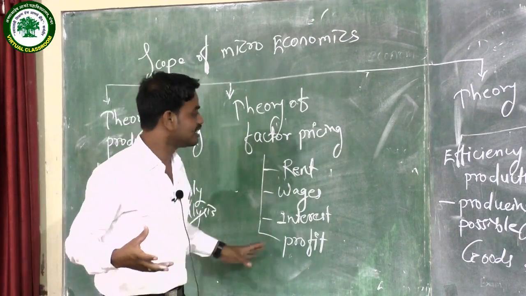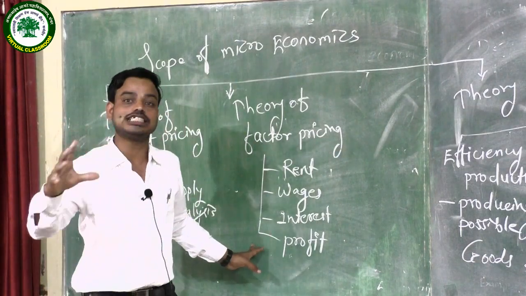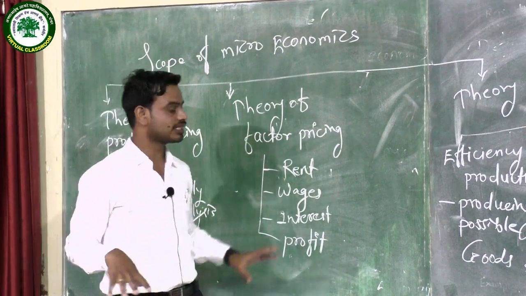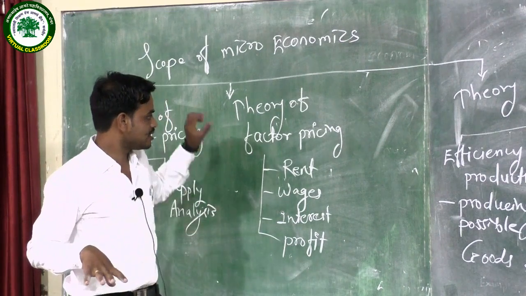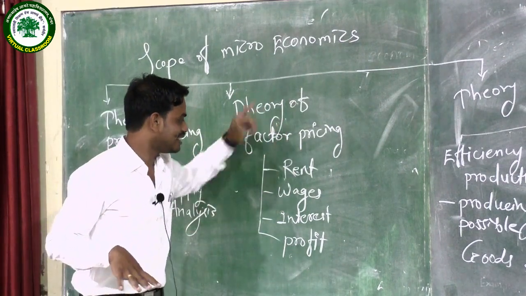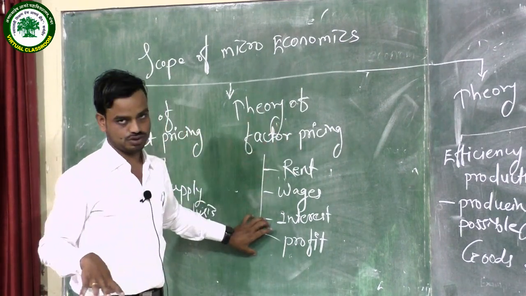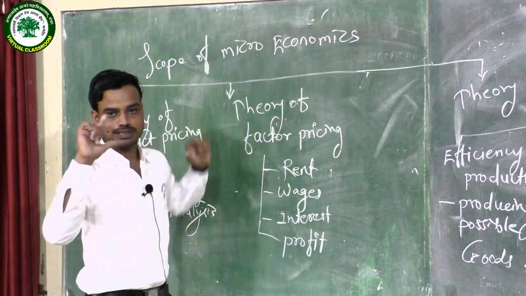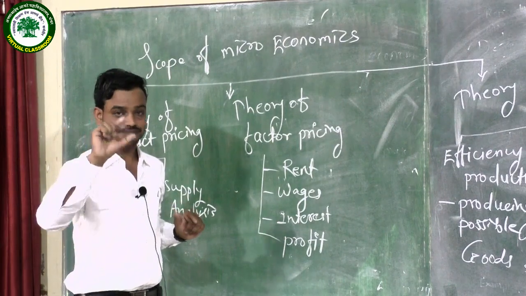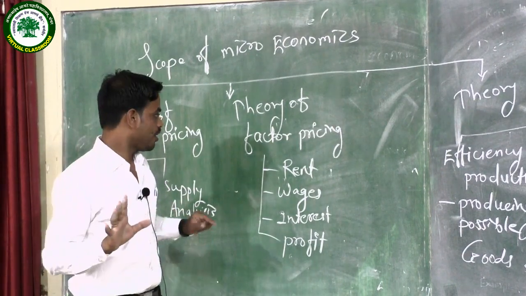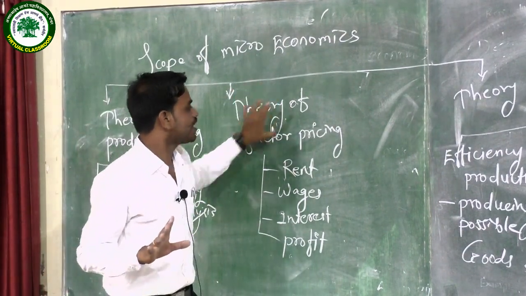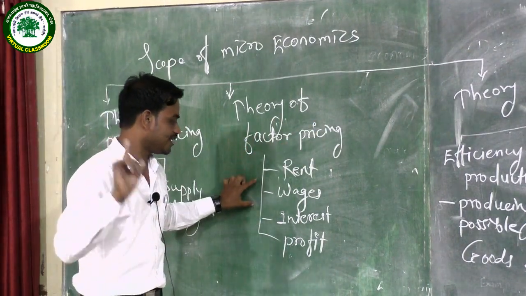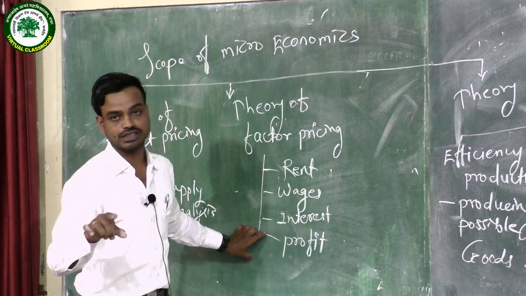Means all things are related to the maximum satisfaction of a consumer, but without these contents, without these factors, we cannot produce anything. If I want to produce anything, there are 4 contents. So first of all we focus on microeconomics. Micro means small, and economics means the science of wealth. So remember one thing, theory of factor pricing. There are 4 factors. The first one is rent, the second is wages, the third is interest, and the next is profit.